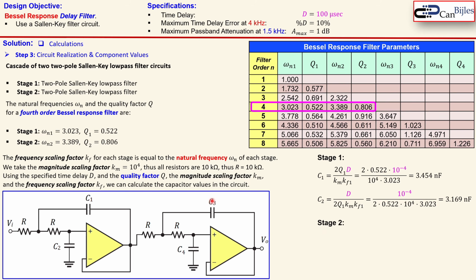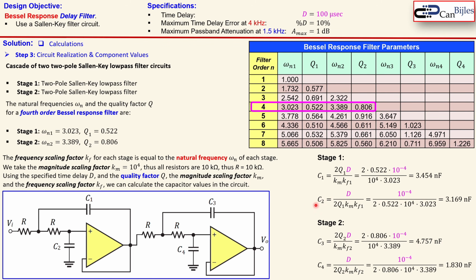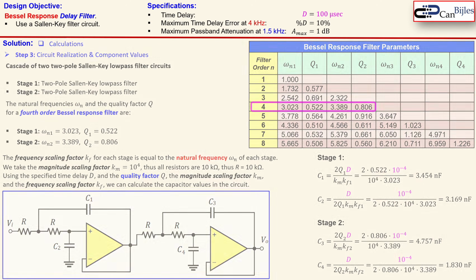Stage 2, for C3 and C4, is calculated in a really similar form. Just replace the indexes here by 2. Now this will be Q2, which is from this table, and KF2 will also be from the table. Km is again 10,000, and you get 4.757 nanofarads. C4 is similar to the C2 calculation, and that will result in 1.83 nanofarads. So we have the 4 capacitors for this circuit.